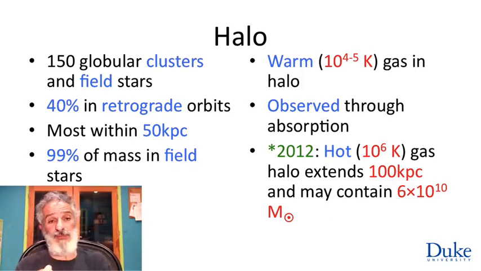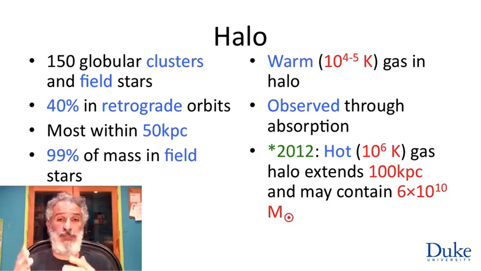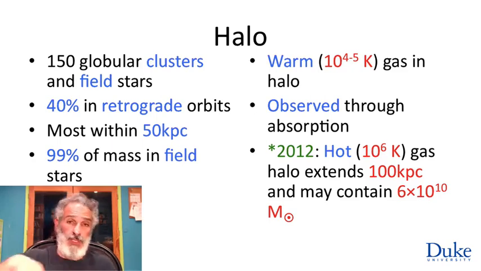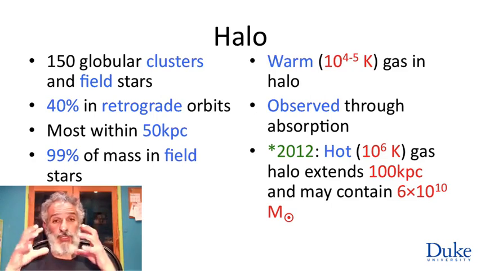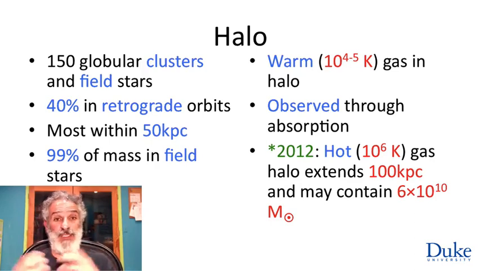Furthermore, about half of all of these, 40%, orbit with inclinations larger than 90 degrees, which makes them retrograde orbits. So if the stars in the disk are orbiting one way, these stars are orbiting by and large in the other direction. So the angular momentum of the halo in net is about 0.